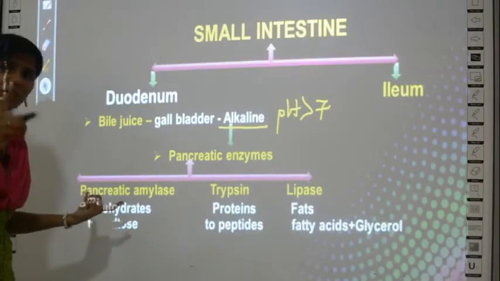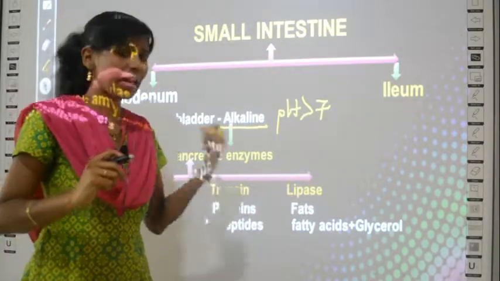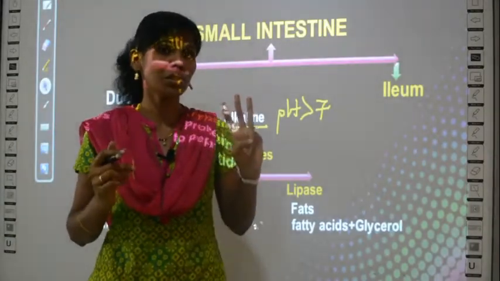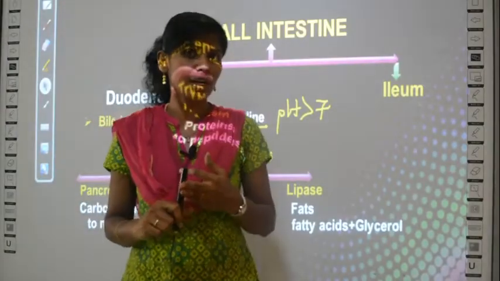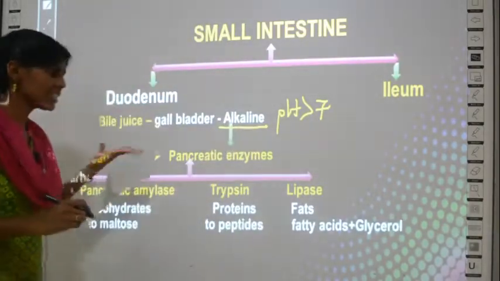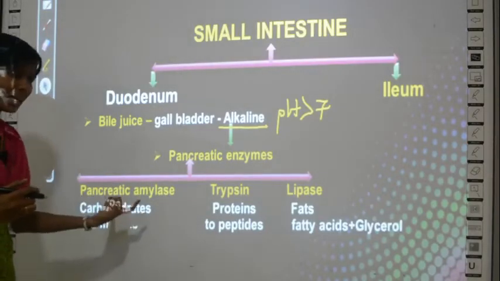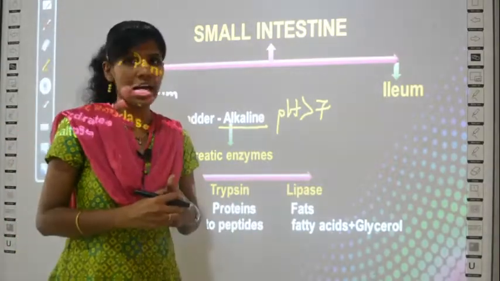The first one will act on carbohydrates, the second one will act on proteins, the third one will act on fats. See what we eat? We eat three major nutrients: carbohydrates, proteins and fats, right? So we have all three enzymes in the pancreatic enzymes. To digest carbohydrates you have amylase, to digest proteins you have trypsin, to digest fat you have lipase.